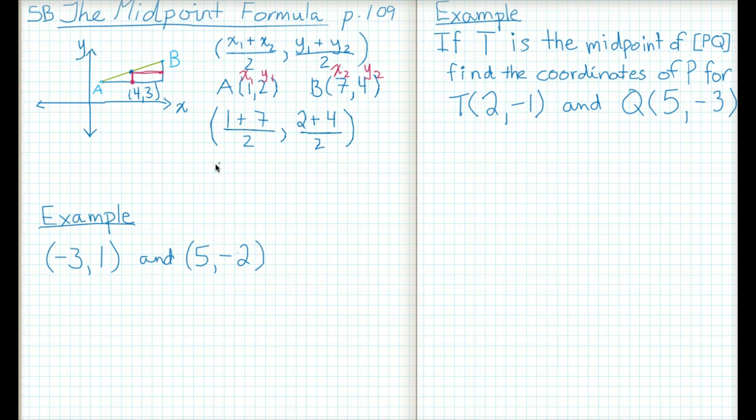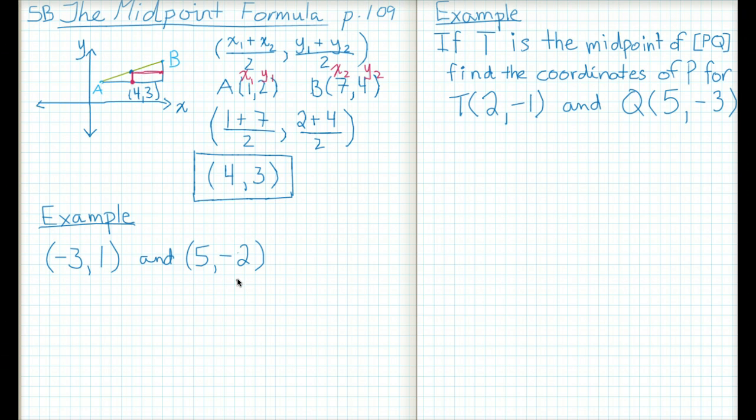And now I do the math, adding and dividing. So 1 plus 7 is 8. 8 divided by 2 is 4. And 2 plus 4 is 6. 6 divided by 2 is 3. So that's the midpoint I get using the formula, and you can see it's exactly the same as the midpoint that I found graphically just by eyeing it.